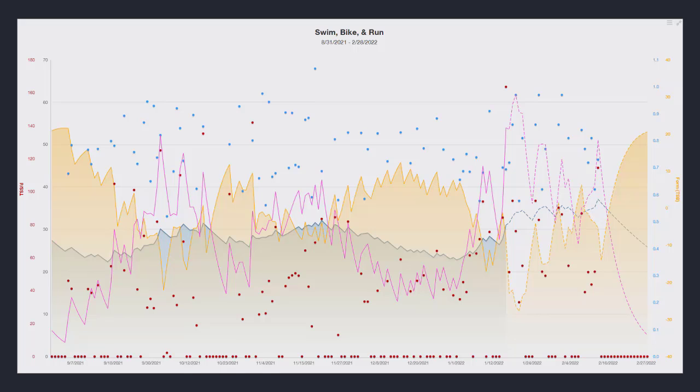You can have a CTL of 80 and still get that Kona slot if that's what you're vying for. Just depends on some of those numbers that you are putting out and the time that you also have. So just remember that in a nutshell.